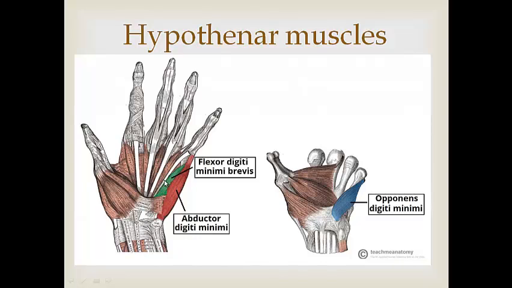And then you have to move those two to the side, so you're going to have to look deep under these two to find the opponens digiti minimi. Okay, so those are the three muscles that give you the hypothenar eminence, and they are the hypothenar muscles, and together all three of them work specifically on the little finger.